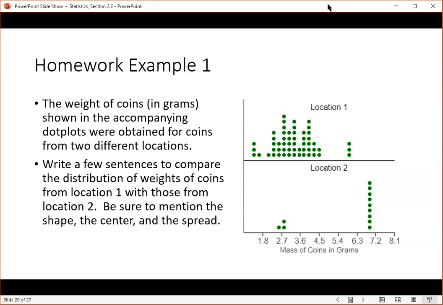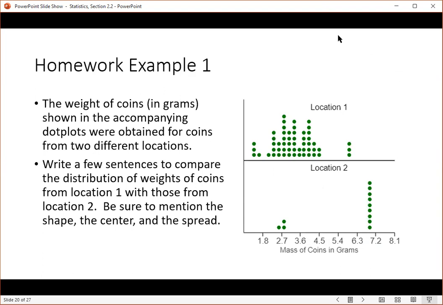Okay, so that's it for the material. Now let's go through and look at some homework examples. So let's say we've got the weight of coins in grams as shown in the accompanying dot plots. Those dot plots were obtained for 2 different locations. We're asked to write a few sentences to compare the distribution of the weights of the coins from the 2 locations. They want us to mention the shape, center, and the spread. Okay, so let's try doing that, and then we'll go ahead and skip over to the next page.